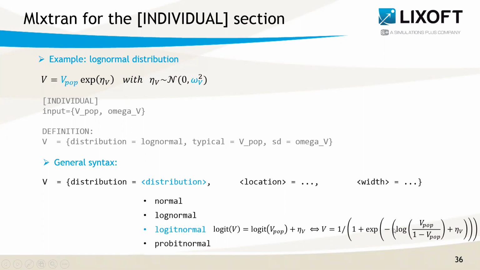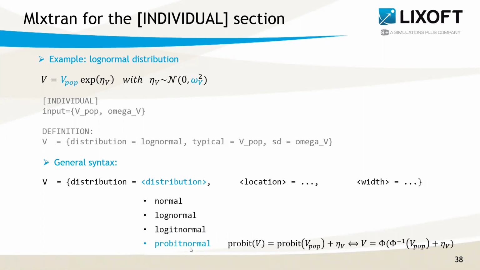We can also have a logit normal distribution. It looks a bit ugly, the formula, but it's convenient because it allows you to have parameters that stay within bounds. By default, the bounds are 0 and 1. But if you add, in addition, a min and a max argument, you can actually extend it to any interval you want. And finally, we can also have a probit normal distribution, which is also bounded between 0 and 1. So that's the different types of distribution we can get.